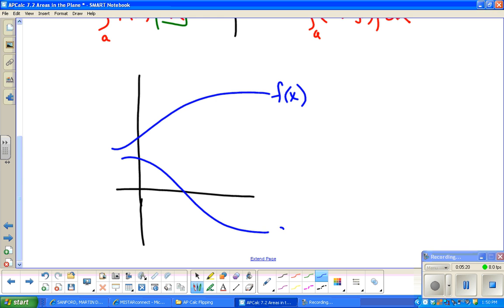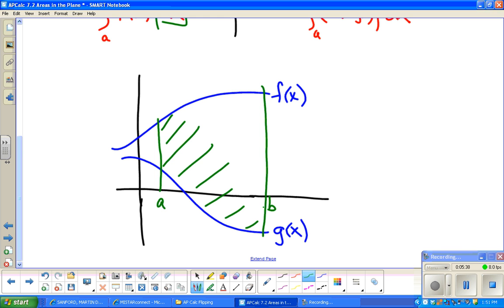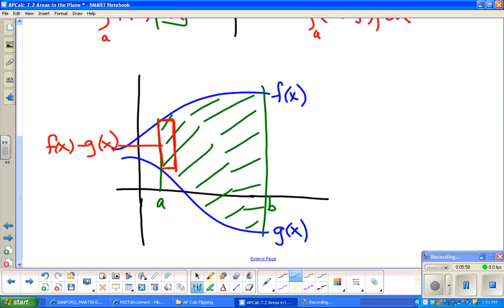And let's say this is g of x this way. Okay, so one of the cool things about looking at it this way is, again, let's start, here's A and here's B. And what I want is an expression, mathematically, for the setup of all of that area. Okay, well, if I look at this rectangle here, this is the same idea I was just talking about. This height right here is f of x minus g of x. So the area of that rectangle would be that times dx.